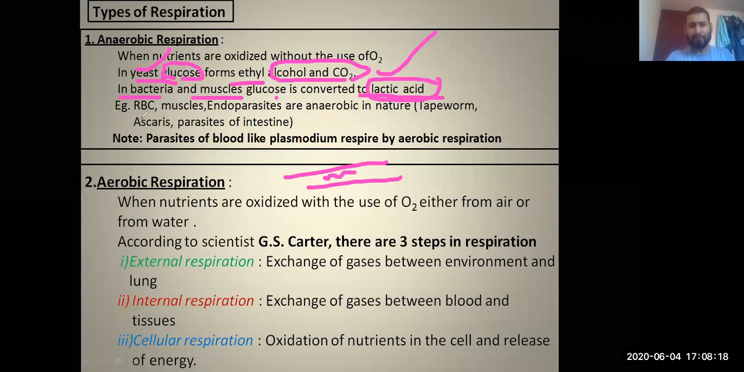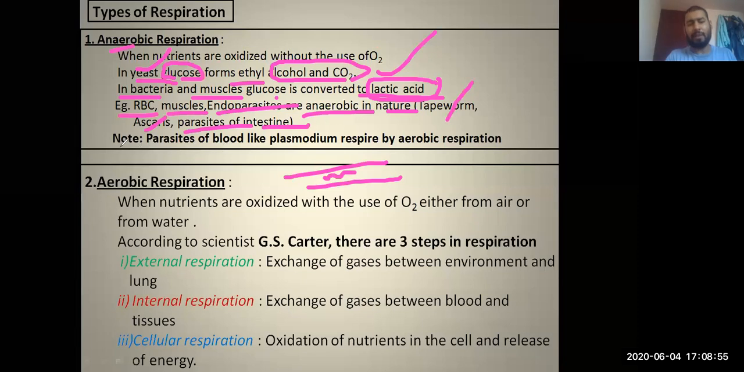In the case of RBC cells, they also perform anaerobic respiration. Why? Because RBC cells have no nucleus and no mitochondria, and mitochondria is the site where aerobic respiration takes place. Muscles we already discussed. Endoparasites are anaerobic in nature. So you should learn endoparasites, those found basically in the intestine, parasites of the intestine, like tapeworm and ascaris. So tapeworm and ascaris are anaerobic. They generally perform anaerobic respiration.